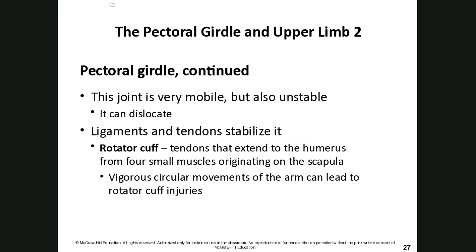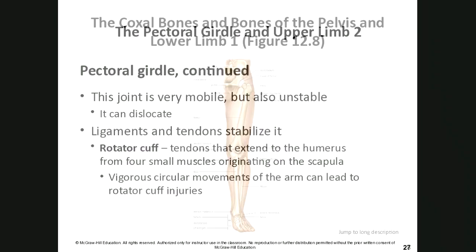Ligaments and tendons help to stabilize this very mobile joint. The rotator cuff are the tendons that extend from the humerus, from 4 muscle groups that attach to the scapula, and we'll talk about those in chapter 13. If you do vigorous circular arm movement, it can actually lead to rotator cuff injury. So if you think about pitchers, people that pitch that have lots and lots of circular motions there, they routinely will have rotator cuff tears or injuries because of that repetitive movement.